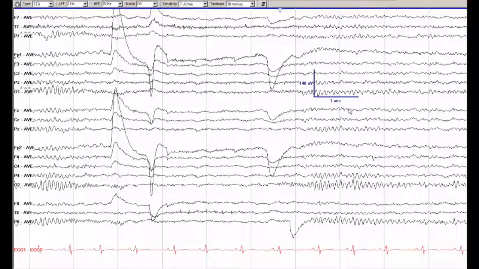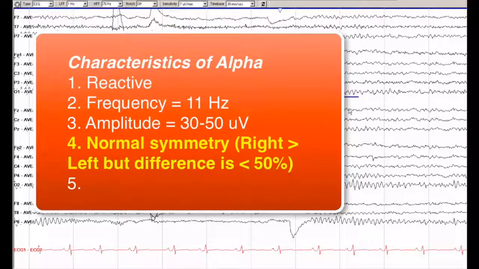Now, we have a fourth characteristic of the alpha rhythm that we can add to our report. The alpha rhythm is reactive. It has an 11 Hz frequency. The amplitude is between 30 and 50 microvolts, and there is a normal degree of asymmetry. The right is higher voltage than the left, but this is less than 50%.